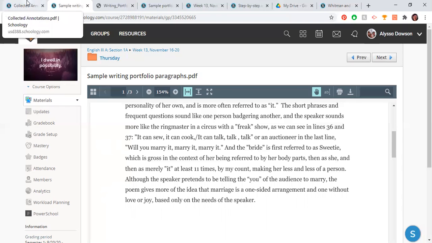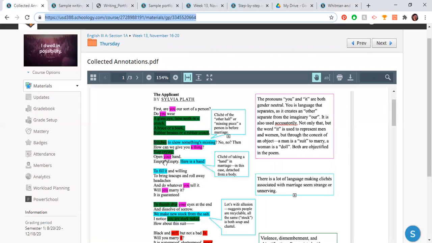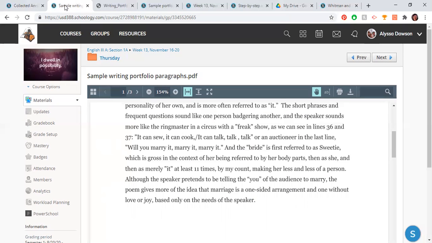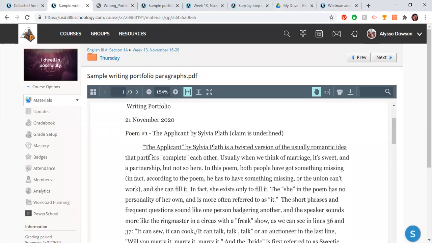So yeah, this sample writing is looking at the observations from The Applicant, which is a really weird, strange look at marriage, particularly Sylvia Plath's marriage. So the claim here is that it's a twisted version of people completing each other, which is not what's happening.